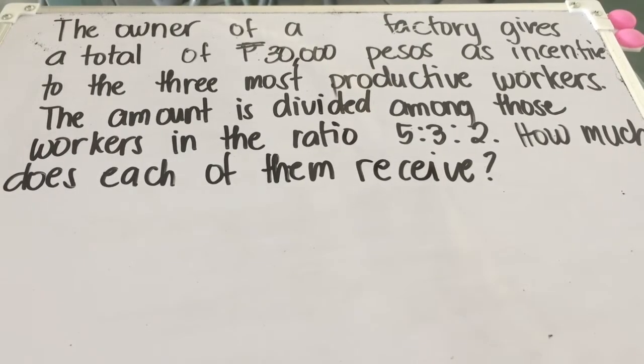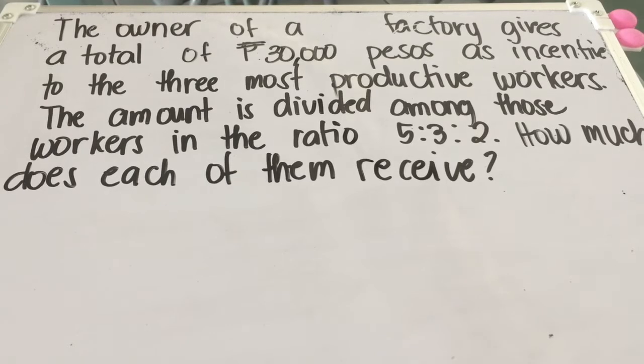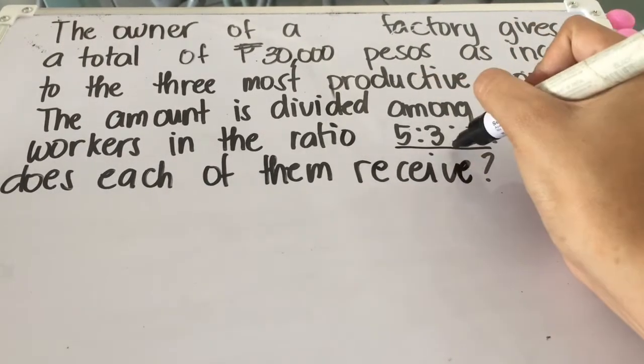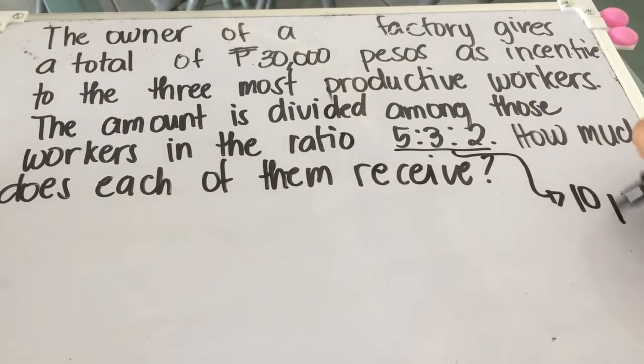So for the next example, the owner of a factory gives a total of 30,000 pesos as incentive to the 3 most productive workers. The amount is divided among those workers in the ratio of 5:3:2. How much does each of them receive? So we have to add this ratio, so we can get a total of 10 parts.